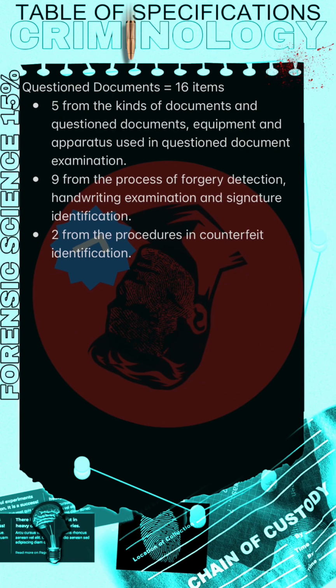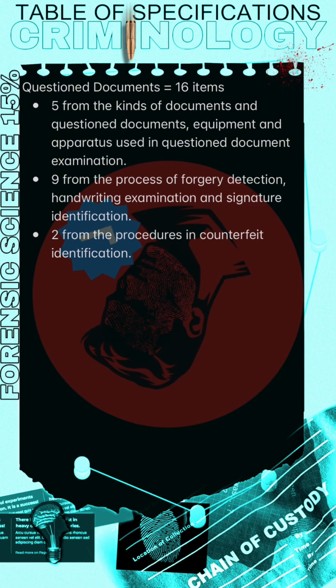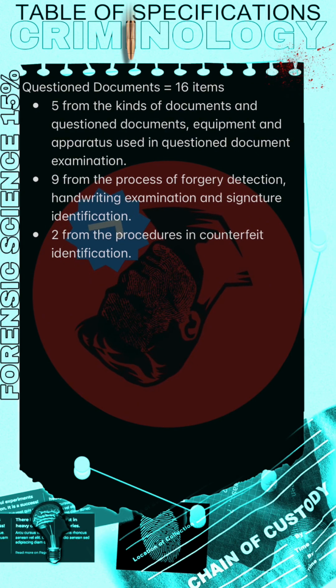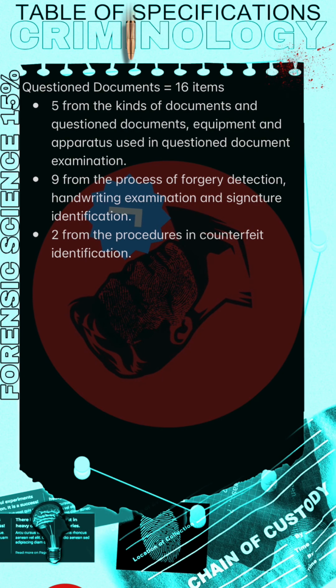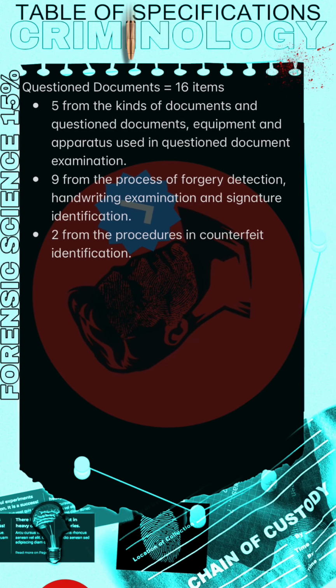Questioned documents. It is composed of 16 items. 5 from the kinds of documents and questioned documents, equipment and apparatus used in questioned document examination. 9 from the process of forgery detection, handwriting examination and signature identification. 2 from the procedures in counterfeit identification.